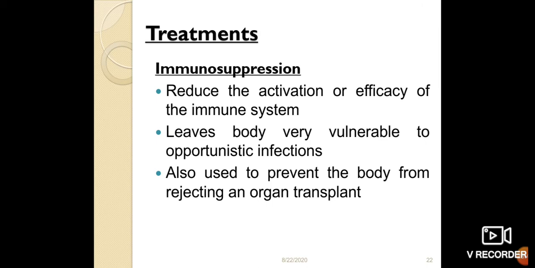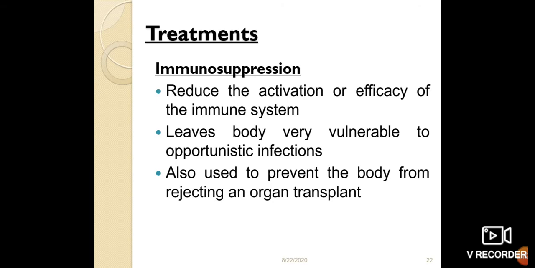The approach for treatment of autoimmune disease. Actually, here we can see that the autoimmune disease is developed as a result of abnormal activation of the immune system against the body's own tissue and cells. First, we're going to use immunosuppressive agents, reducing activity of the immune system, but this leaves the body vulnerable and can be affected with opportunistic infection. Also used to prevent the body from rejecting organ transplantation.